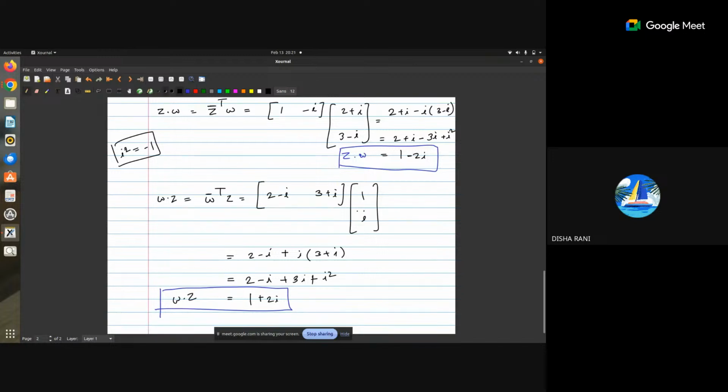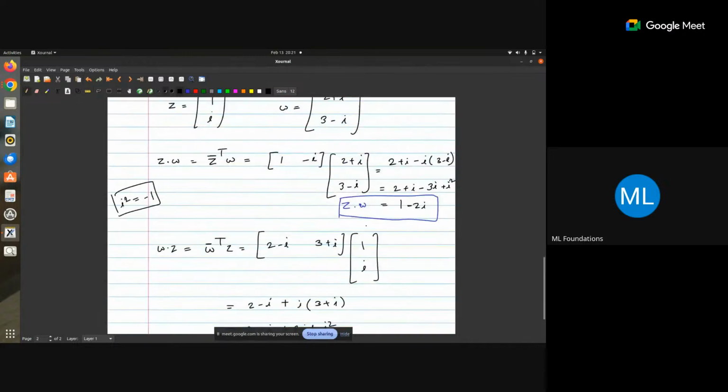So can we say that Z dot W is equal to W dot Z conjugate? No, no, no. We cannot say, right? That will not be true. Maybe it is coming here, let us see. I don't know. The values are coming like that only. I don't think we will get the same thing every time. You can try with some other numbers. Here, if I did correct calculations, 2 plus i minus 3i plus i square, yeah, that is correct, right?